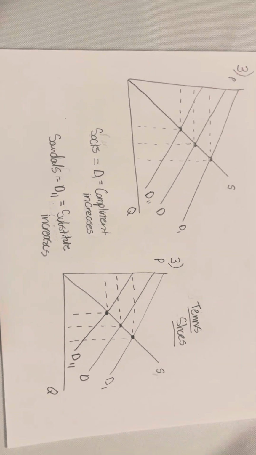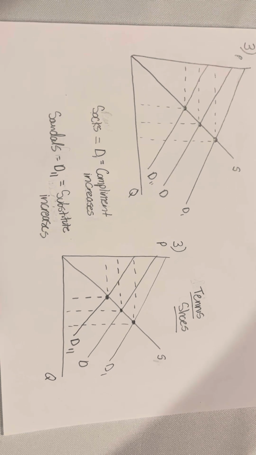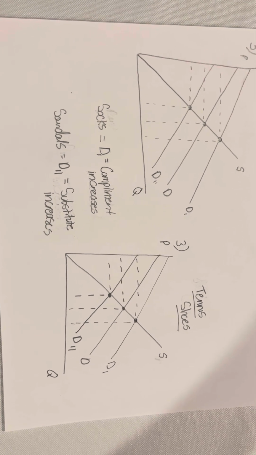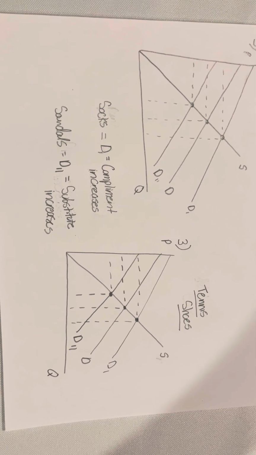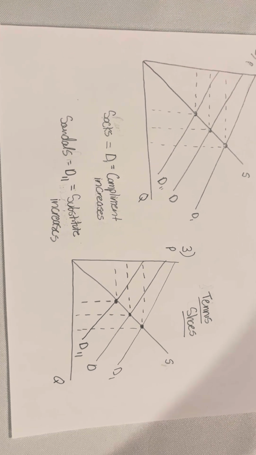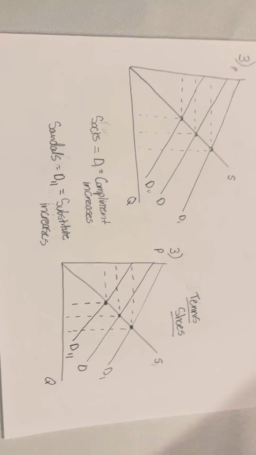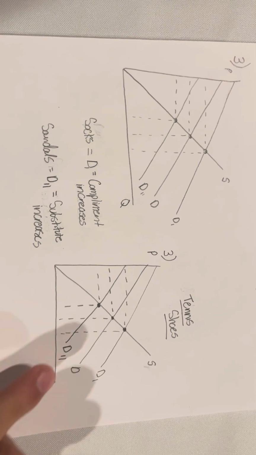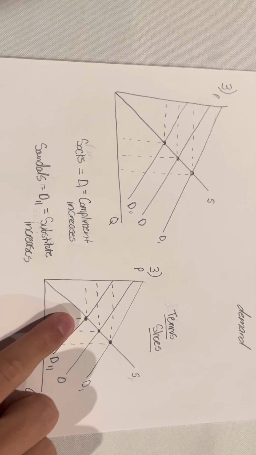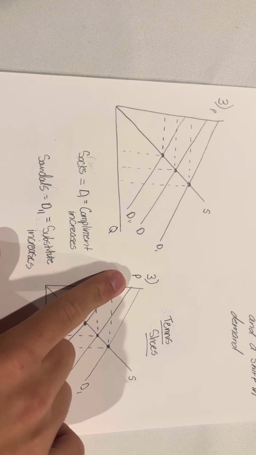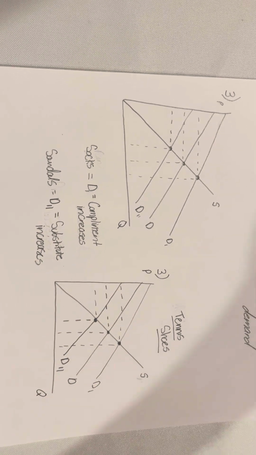So now let's say it's summertime. People are wearing sandals more often than tennis shoes. So they are substitutes. So the demand for sandals will increase and the demand for tennis shoes will decrease. So this is D prime. D prime has a new point of equilibrium. And as you can see, the price will decrease as well as the quantity.